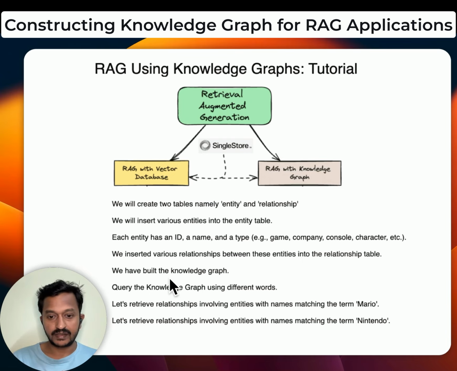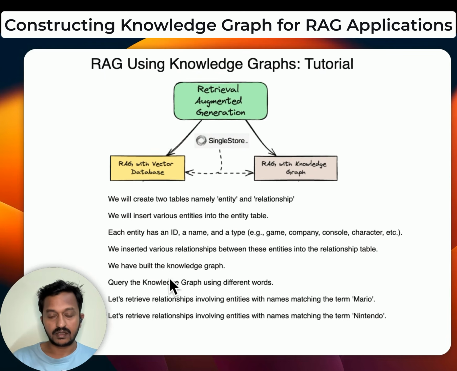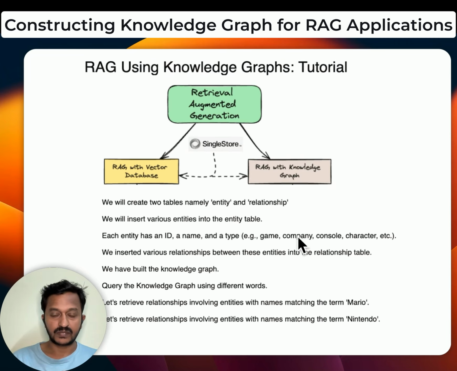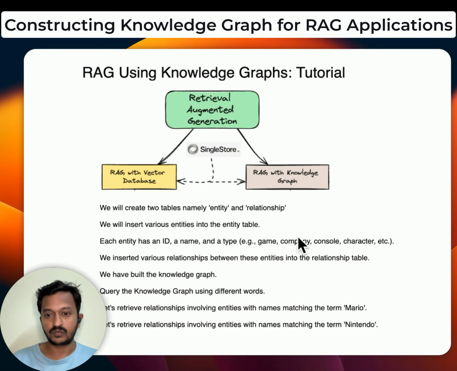So now that we have built the knowledge graph, the next step is to query the knowledge graph using different words. So we will use different words like Mario and Nintendo. Basically, we are using dummy data of the Super Mario game, and we are loading it to our database, that is the SingleStore database, and we are querying it and seeing the relationship and even the score for that relationship. Okay, so let's do that.